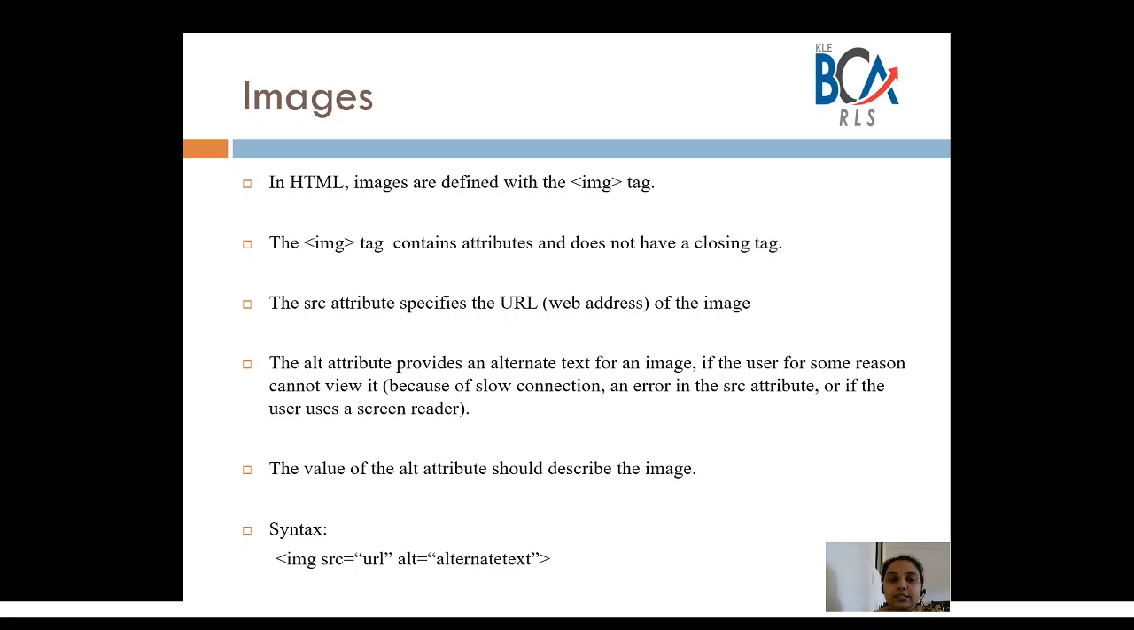The screen depicts the syntax of using the image tag. Image source is equal to URL. URL here stands for the path of the image, followed by alternative text. Sometimes the image is not being displayed properly on your web page. In such cases, we can use alternative text so that even if the image is not displayed, some information about the image can be displayed.